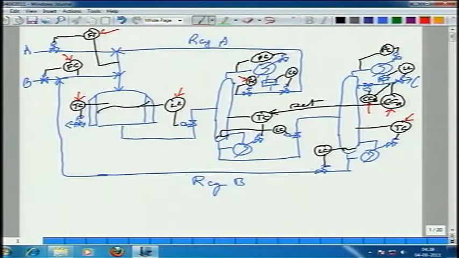How many did I draw? Is it 8 or not? 1, 2, 3, 4, 5, 6, 7, 8. Degrees of freedom is 8. Operator is setting 8 set points. Yeah.